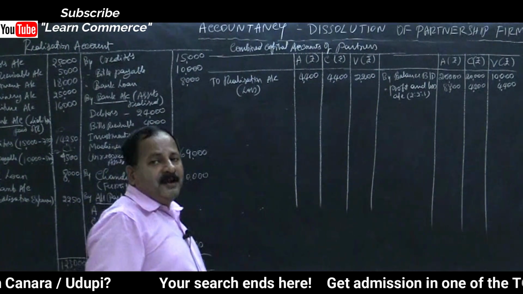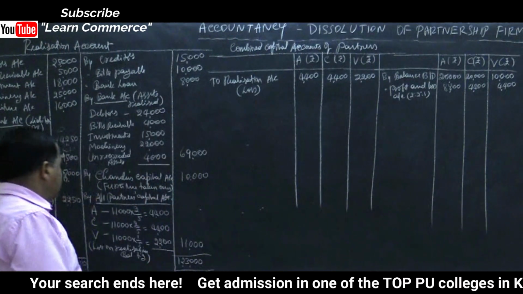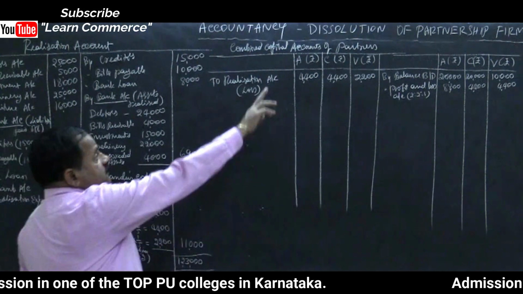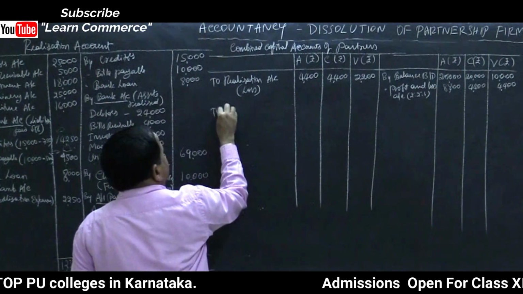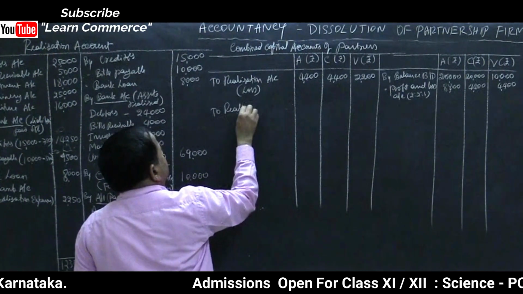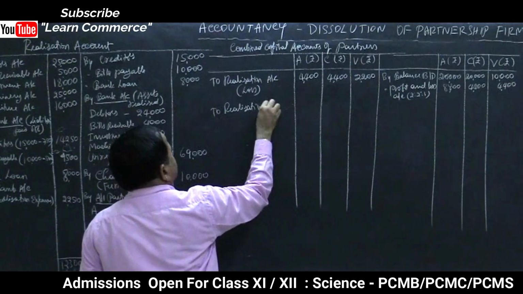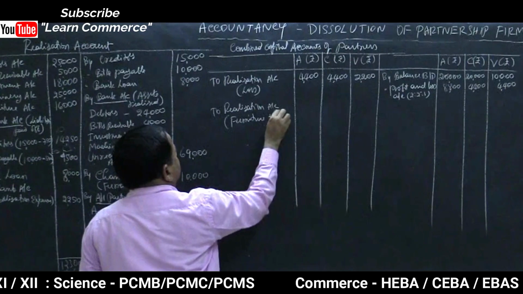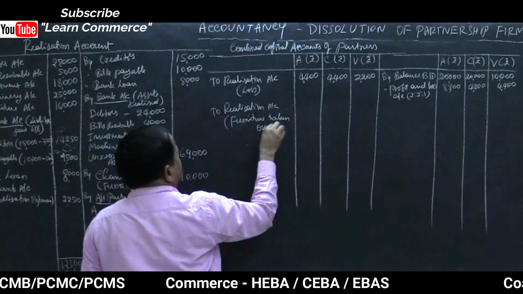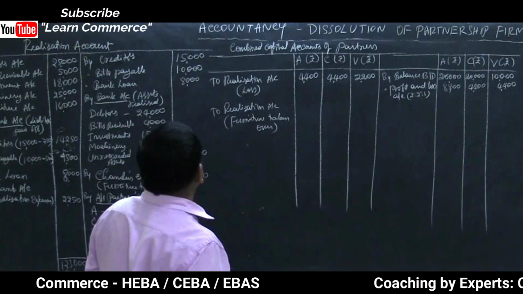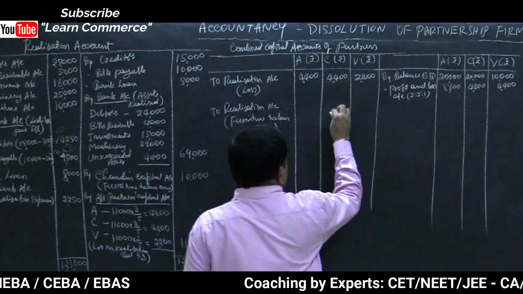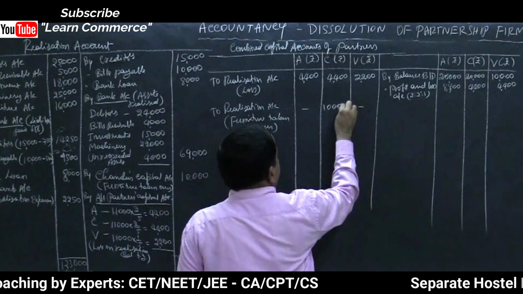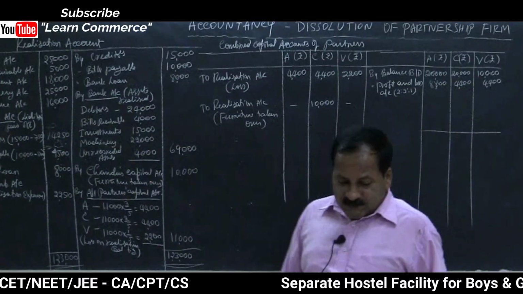Furniture taken over by a partner, isn't it? Refer here, Chandu's capital account debit to realization account. So Chandu's capital account debit to realization account, furniture taken over. How much? That is 10,000, only in Chandu's account. Right? Yes, let us close it.